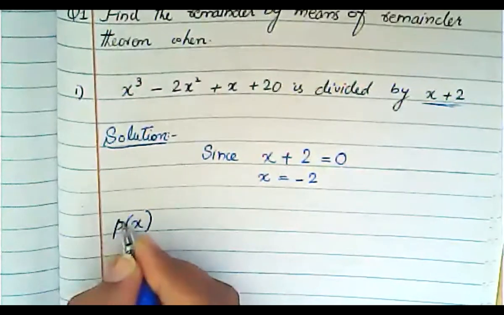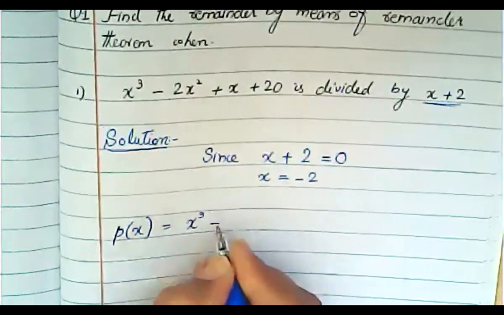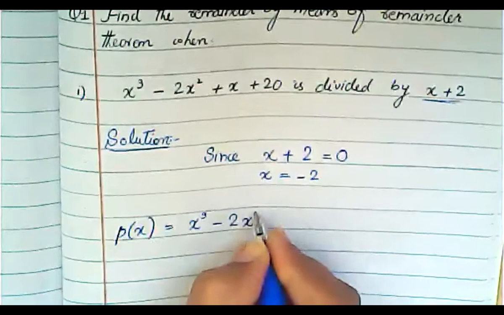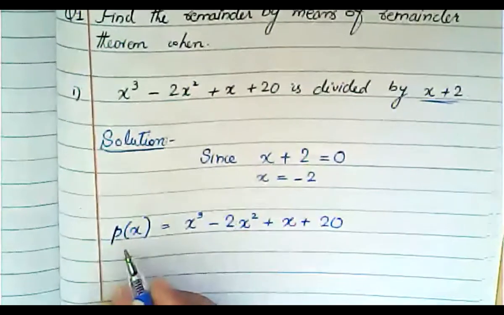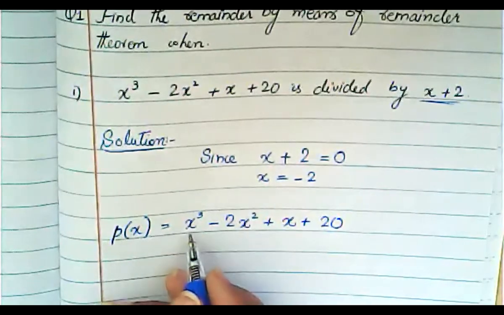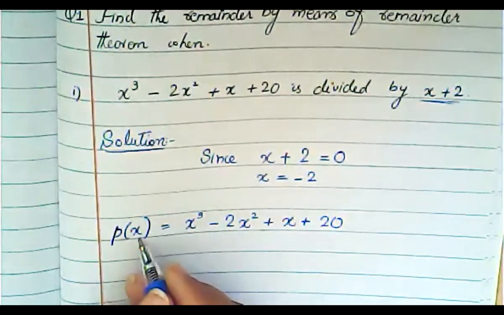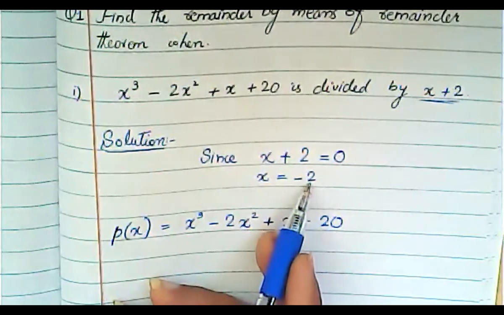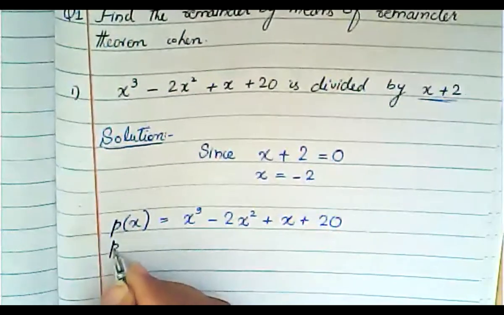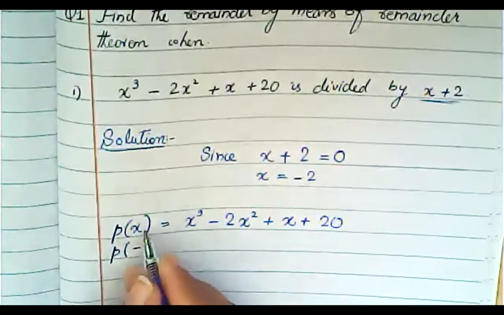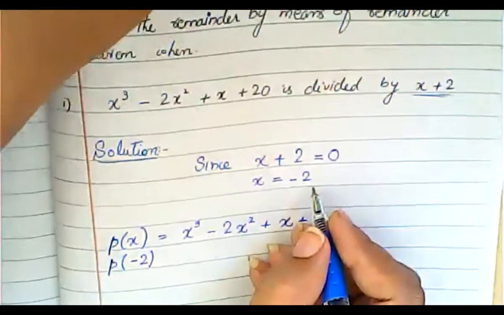Okay, so polynomial p is small, which is equal to x cube minus 2x square plus x plus 20. Now what you have to do here is put the value of x which you have found here, that it is equal to minus 2. So you will write down your p bracket, instead of x you are going to replace this x with minus 2. From here you have found it, right?